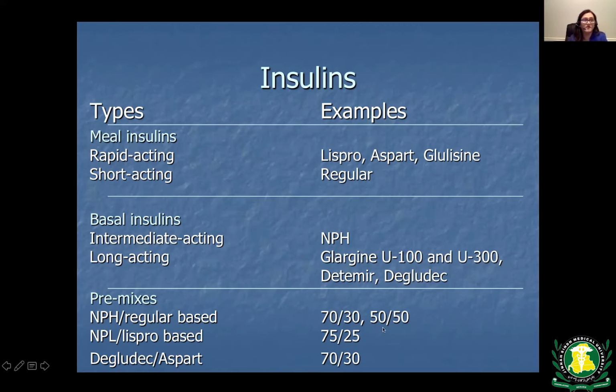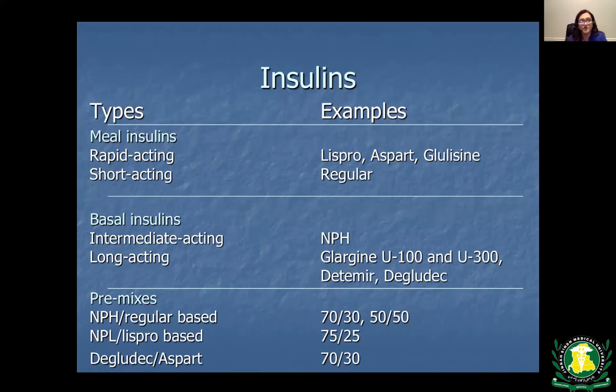Then you have the pre-mixed insulins. The pre-mixed insulins are mixtures of NPH and regular, or degludec and aspart. So basically, the basal and the bolus insulin are combined together. The little advantage here is that you don't have to take as many injections, but the disadvantage is that you can't change just your basal or bolus insulin depending upon your blood glucose levels, because you will end up changing both the insulins at the same time.